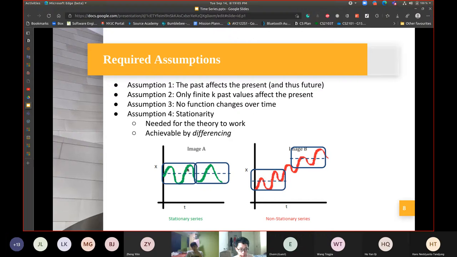So this is what we call a stationary series. But if you consider the graph at the right, you do the same technique. So you draw one window, draw another window, and then take the average. You see that the averages are very different from each other. So this is not a stationary series.